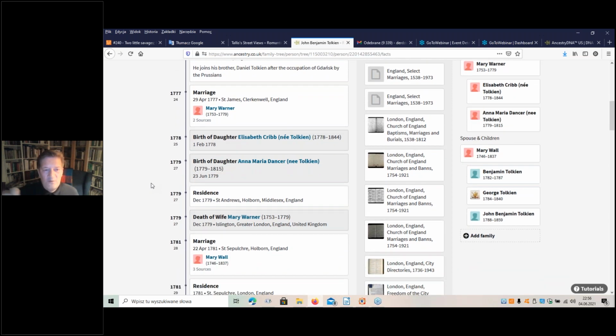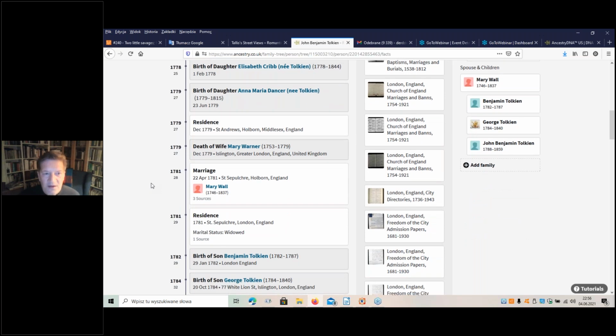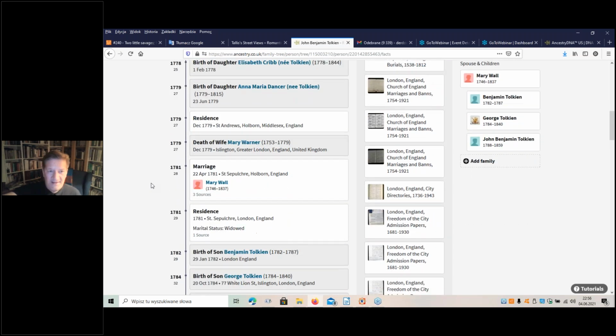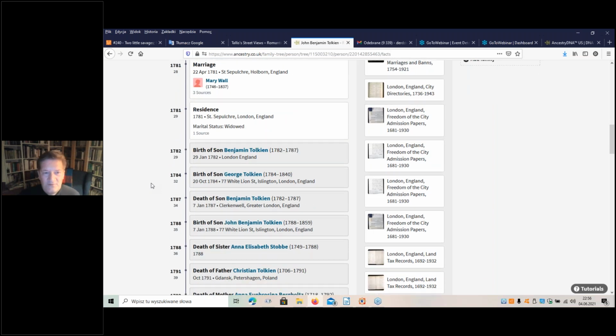And his wife, who belonged to the Calvinistic Methodist community of the Lady of Huntington, died, and very soon he got married to Mary Wall. With Mary Warner he had daughters, and with Mary Wall he had sons. And there were Benjamin Tolkien, who died very soon, George Tolkien, J.R.R. Tolkien's great-grandfather, and also John Benjamin Tolkien, the second of this name in England.